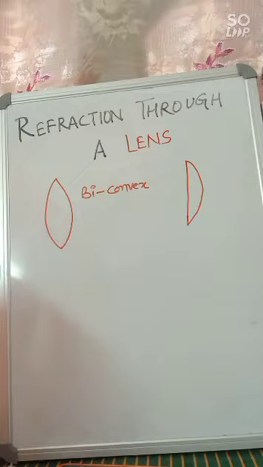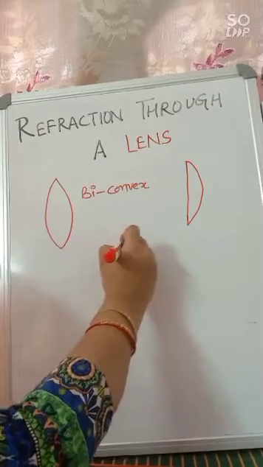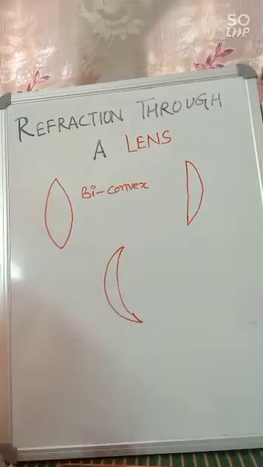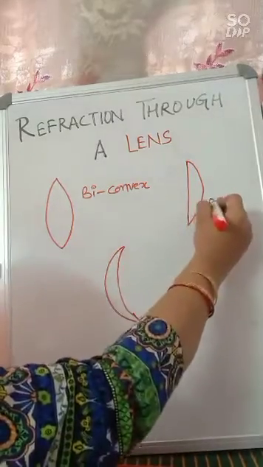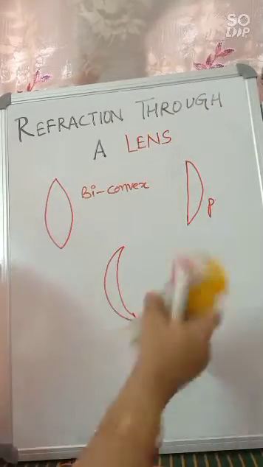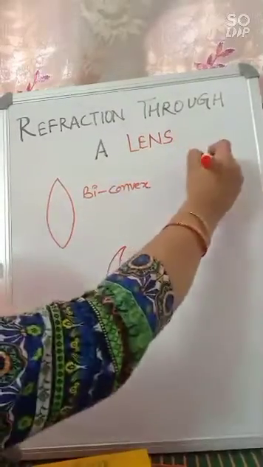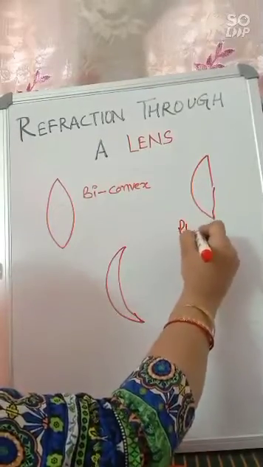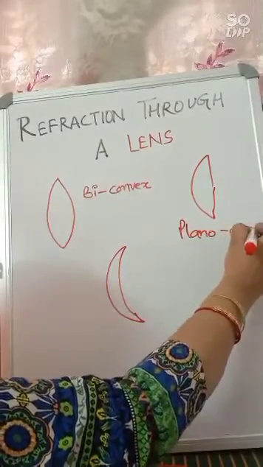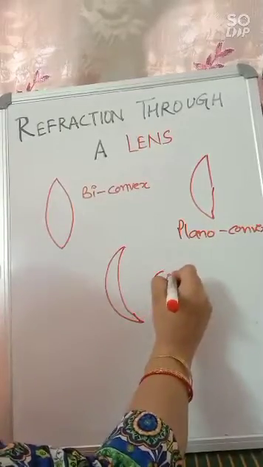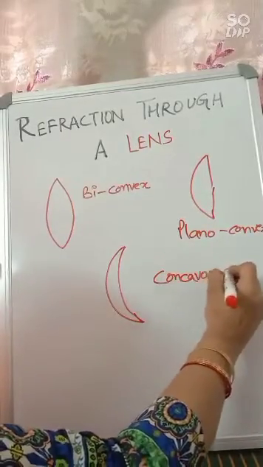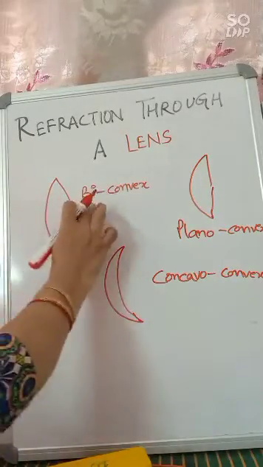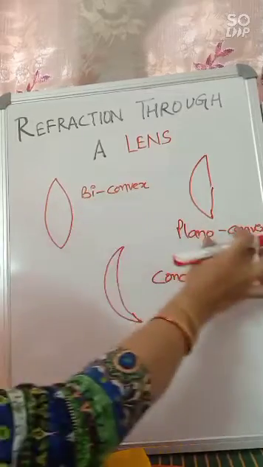And then we have a concavo-convex. This is concavo-convex, right? It is your plano, no, I think it should be plano-convex, fine. Plano-convex. This is concavo-convex.